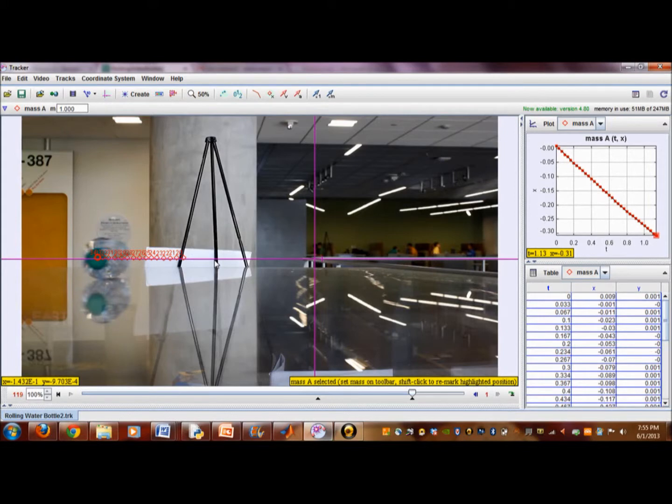My calculated velocity came out to be negative 0.303 meters per second, and the velocity is negative because my water bottle was moving in the negative direction. If I had flipped my axis and made the direction of my water bottle the positive x-axis, then my water bottle would have had a positive velocity.